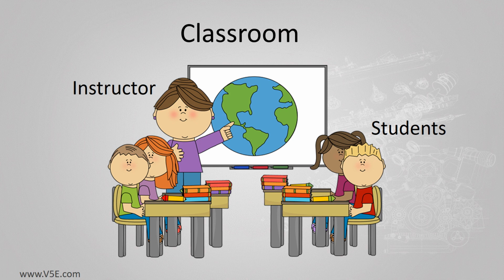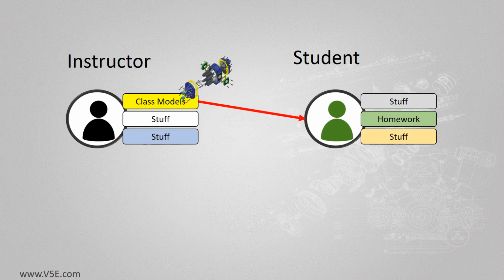Now let's talk about how all this works in the classroom. Your instructor will share their collaborative space with you. They will add you as a member. That will allow you to go into that collaborative space and open a file. Once you have it open, you can save that file into your own collaborative space. And then you can modify it. You could do the homework as required and save it into your collaborative space.